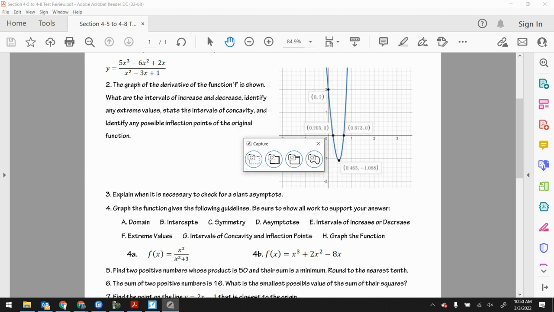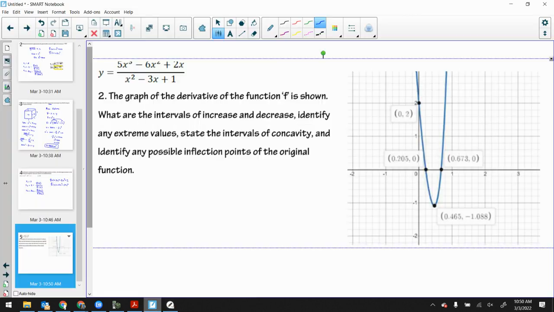All right, send to a new page, and let's get this whited out here. Okay. The graph of the derivative is shown. What are the intervals of increase and decrease? So let's go piece by piece. Let's think about the intervals of increase and decrease.